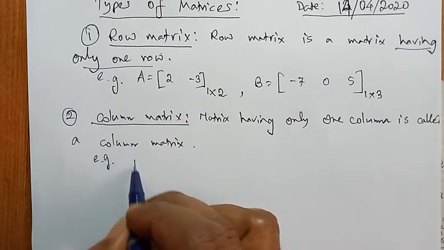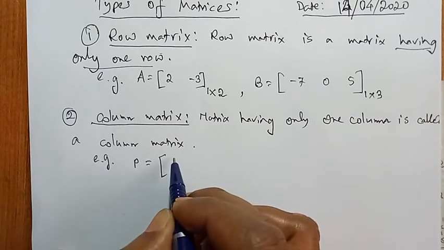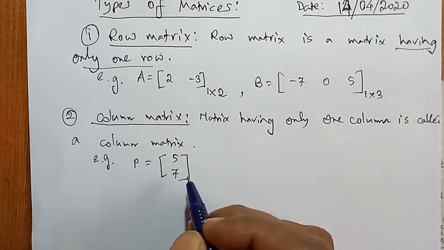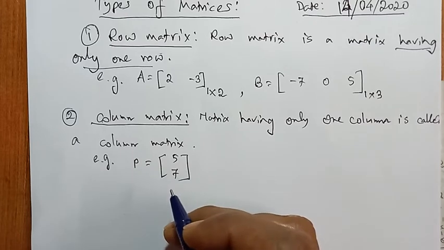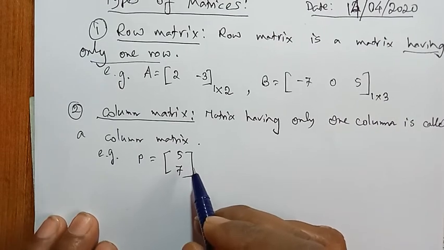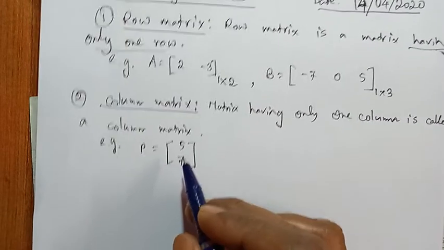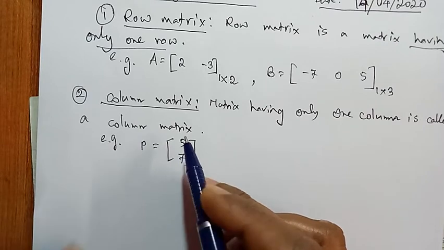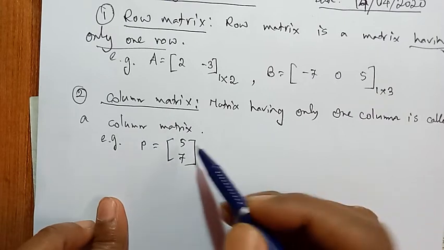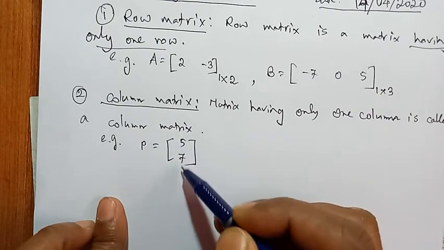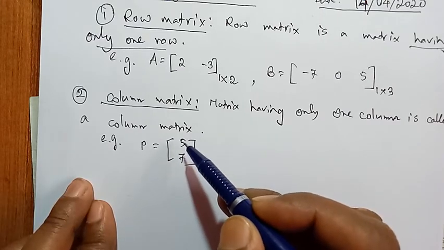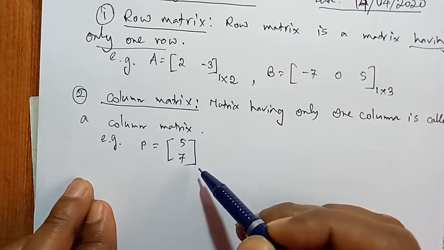For example, matrix P: 2, 5 and 7, enclosed by square brackets. You can enclose it by round brackets also. Either you can enclose it by round brackets or by square brackets. So this is a matrix, and when you are discussing a column matrix, you only have to check the column, and the column matrix must have only one column. So this matrix is having only one column. How many rows does not matter, but the column is only one. So this is called a column matrix.